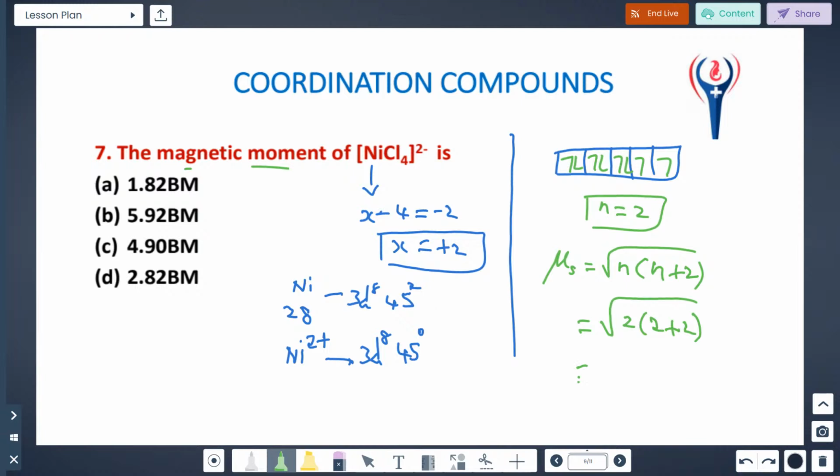So root 8. Just remember root 8. Just remember, if you have 2 unpaired electrons, the answer will be 2 something; 3 unpaired, 3 something; 4 unpaired, 4 something. We have 2 unpaired electrons, so we will get 2 something. D is the 2 something value, so 2.82 will come. Understood? So option D is the correct one.